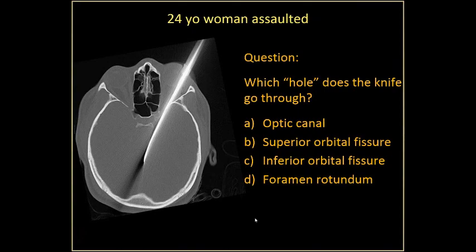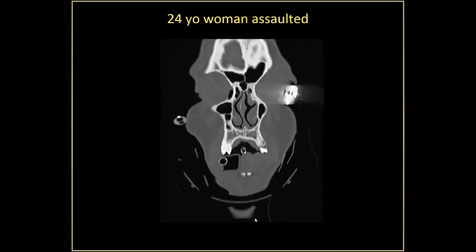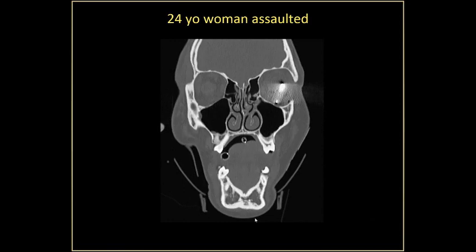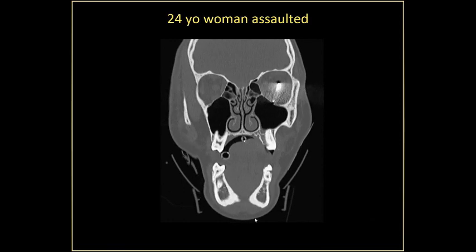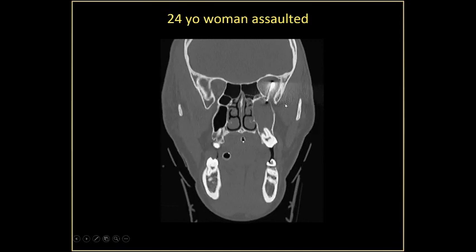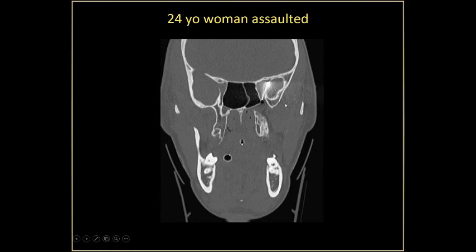So let's look at this case again in the coronal. I'm going to scroll through some coronal images here. And you can see that knife entering the orbit. And it fractures the inferior wall of the orbit right there. And this is the key image here that I want you to remember. And you can compare to the contralateral side and see which fissure or foramen this is, and that's where the knife is going through.